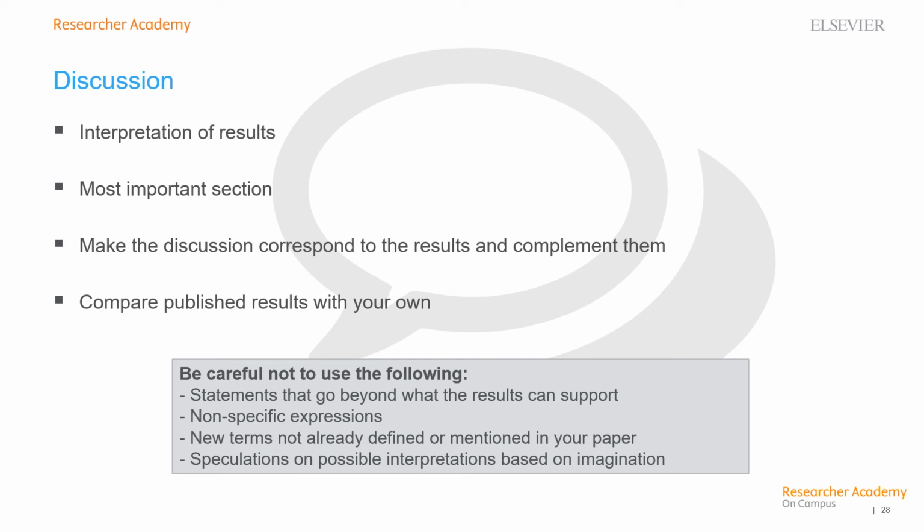Also, be careful not to use new terms that have not already been defined or mentioned in your paper, or speculations on possible interpretations that are based on imagination rather than rooted in fact and carefully explained in your article. One point to think about from the start: if you need to revise the results or discussion, this may involve a lot of work and require further experiments or simulations. Sometimes you may not be able to clarify your idea just in words because some critical items have not been studied substantially. Make sure your message is complete before you start writing or submit your article.